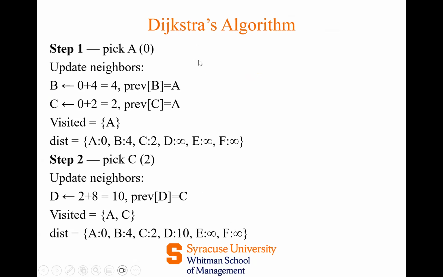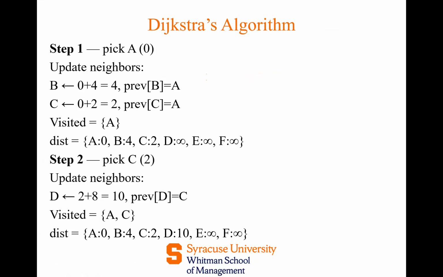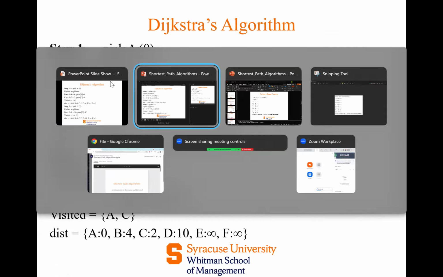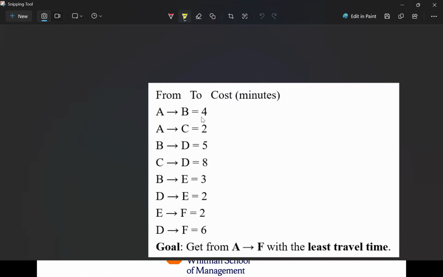So step number one, we pick A. Why? Because A is the lowest cost out of these six nodes. Now we need to relax the neighbors and update them. From A, where are the places that I can go to? Let's go back to our screenshot. From A, we can go to B. From A, we can go to C. And the costs associated with those edges are 4 and 2. Let's update B and C accordingly.